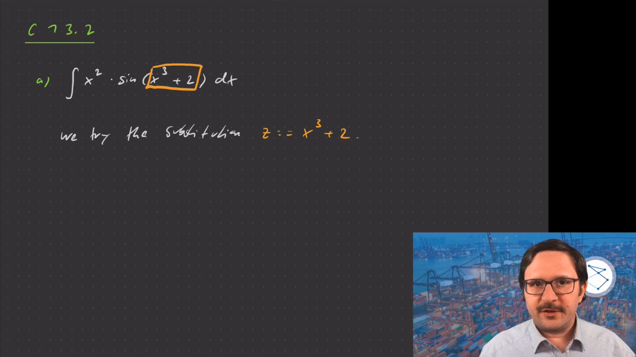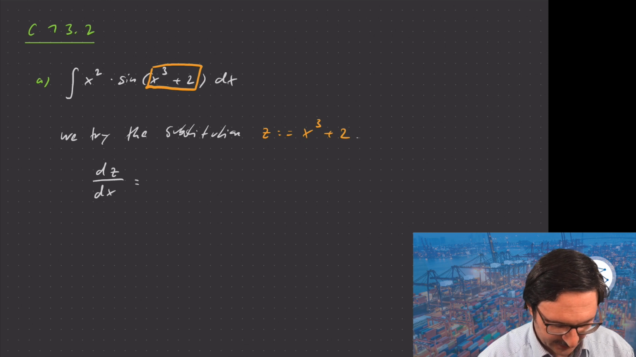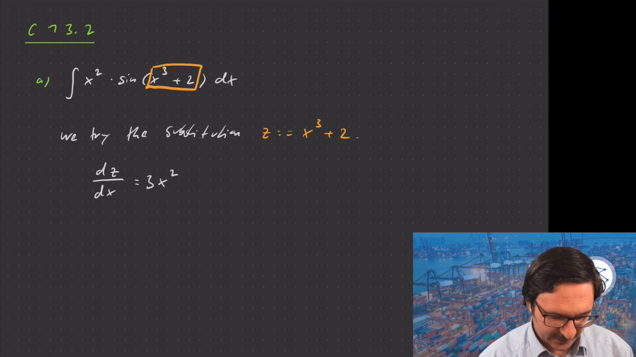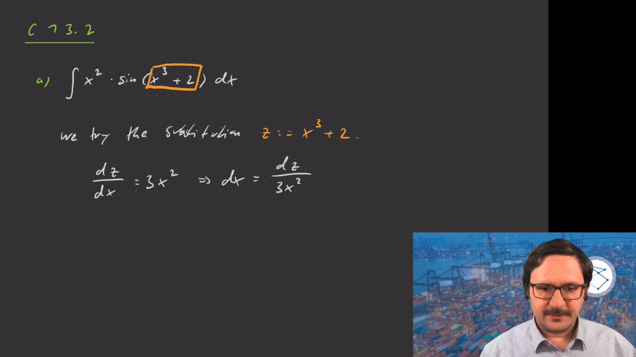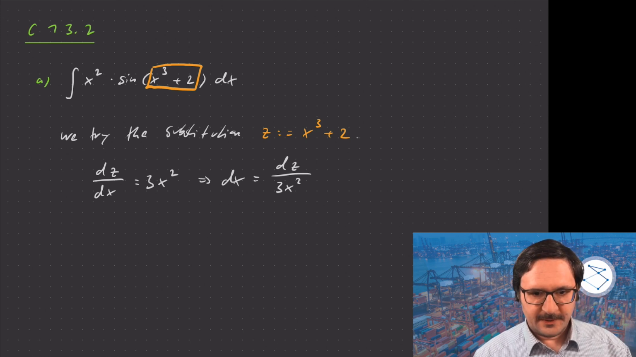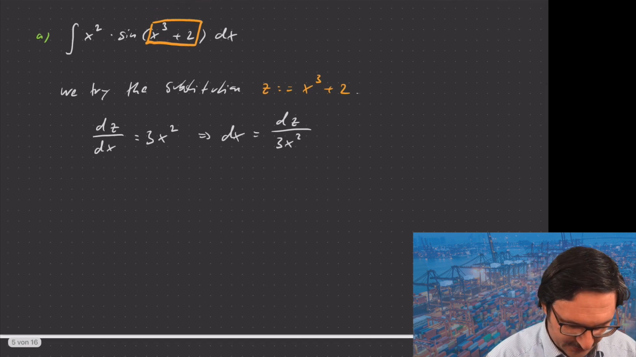Then you will remember the formal rules that you had to go through for that substitution. You first differentiate that expression, dz by dx. So that is 3x squared. And then you solve that for dx. So formally, dx is then dz over 3x squared. And now we try to solve the integral using this expression here.